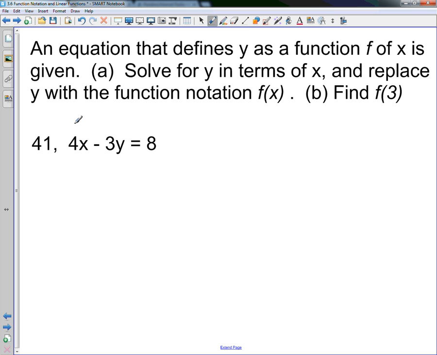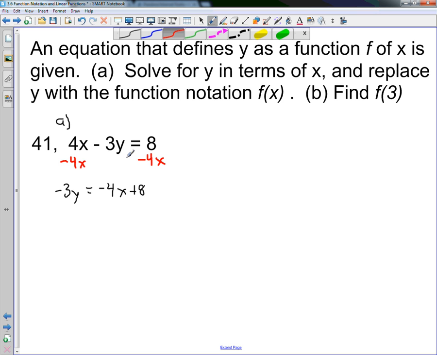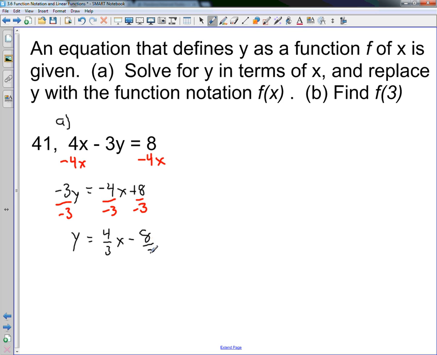So part A. If we're trying to get y by itself, let's move over the 4x. So we're going to subtract over the 4x. And that gives me negative 3y equals negative 4x plus 8. And then divide by negative 3. And we have y equals 4/3 x minus 8/3. Okay. So we've solved for y.